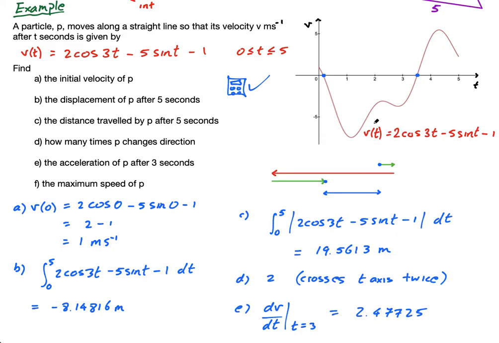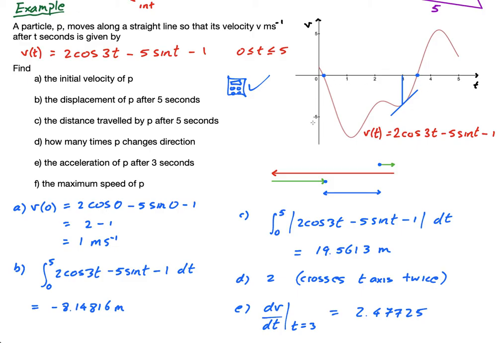2.47725. Now what that's telling me is the acceleration when t is 3. Now here's when t is 3. What is the acceleration here? The acceleration is the rate of change of the velocity, which is actually the gradient of the curve at that point. And does that look like it could be a gradient of 2.47725? Well, yeah, it's positive.